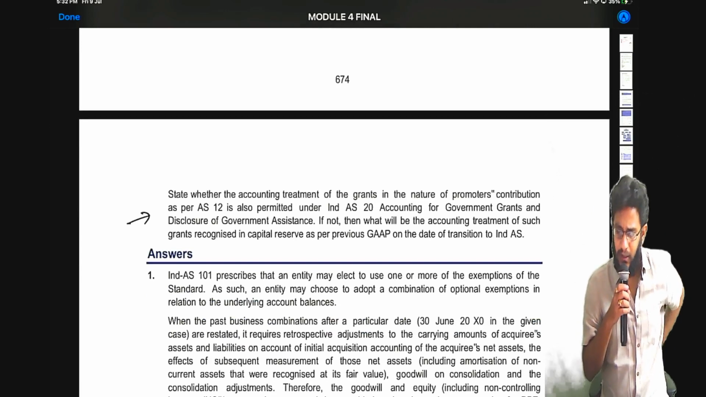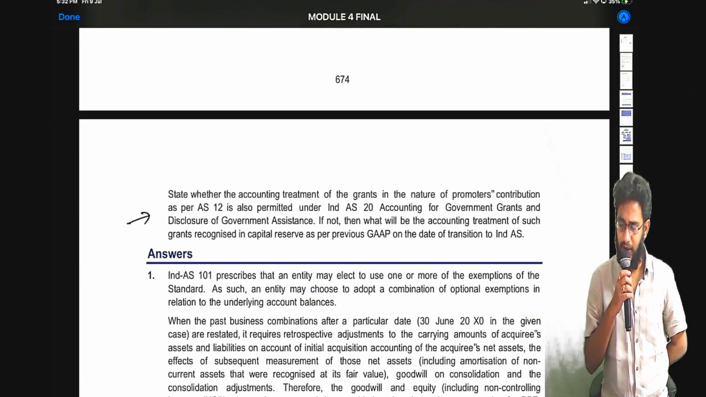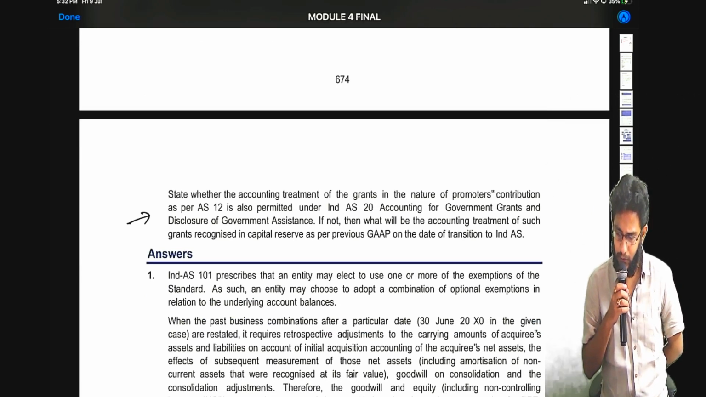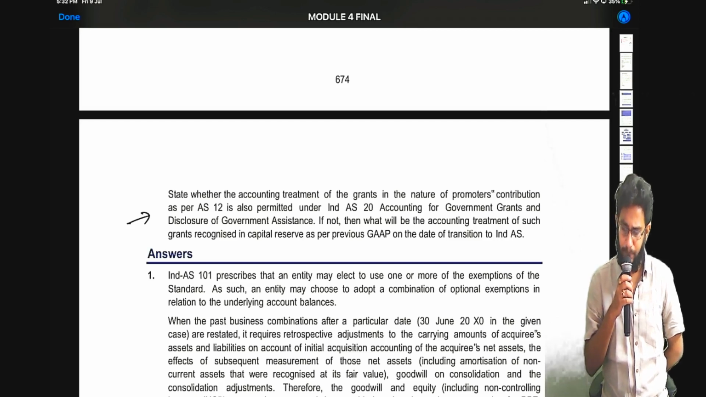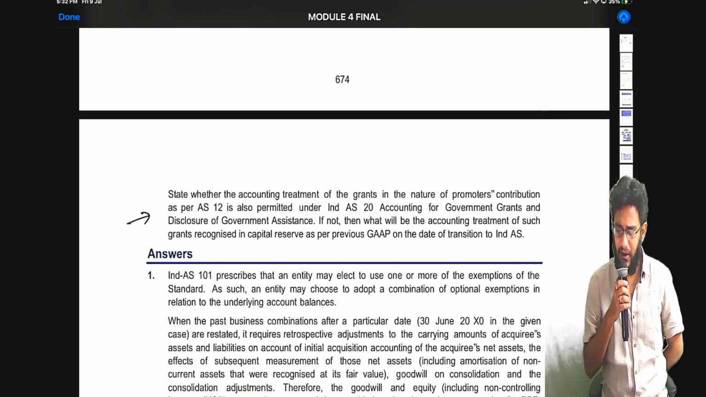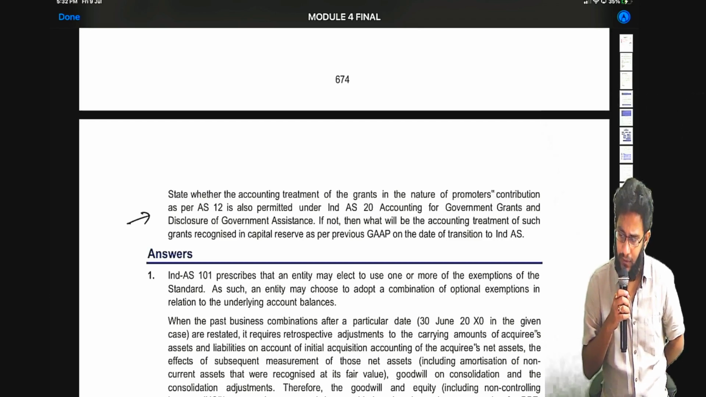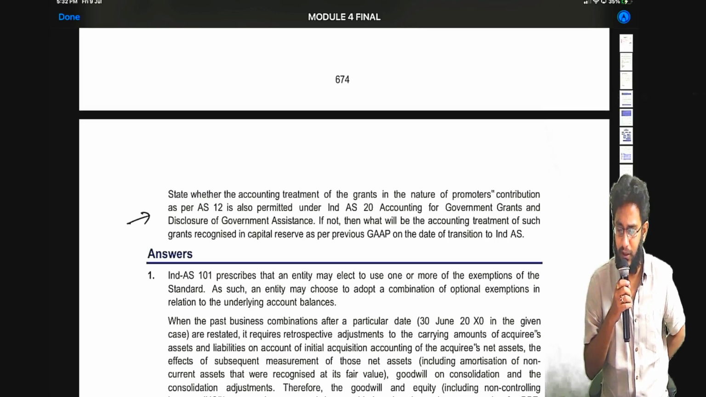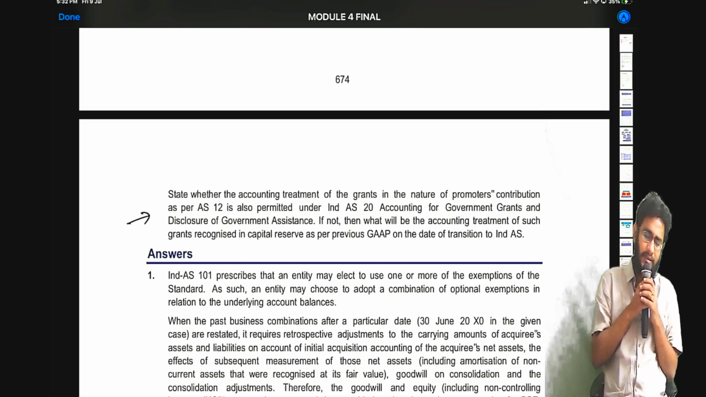Question: State whether the accounting treatment of the grant in the nature of promoter contribution as per AS 12 is also permitted under Ind AS 20 government grants. If not, then what will be the accounting treatment of grants recognized in capital reserve as per previous GAAP on the date of transition? Listen.